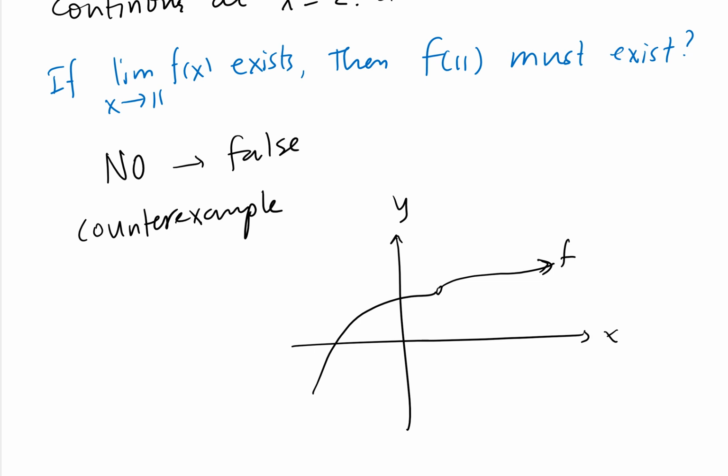This is a function f, and let's say that's 11. So the limit as x approaches 11 exists. From the right and left side they go to the same thing, but f of 11 doesn't exist. That's what you need to make sure. First you study for the exam, the notes from before for all the sections, then you come back to this and do them again.